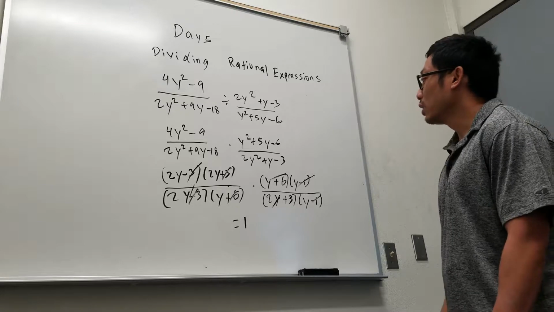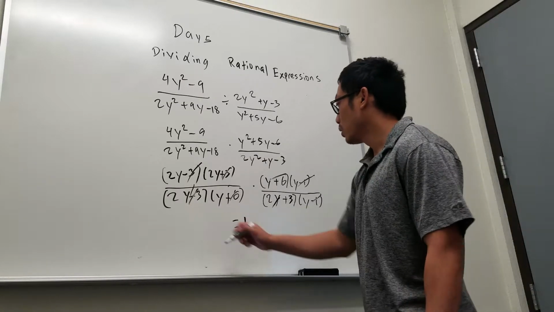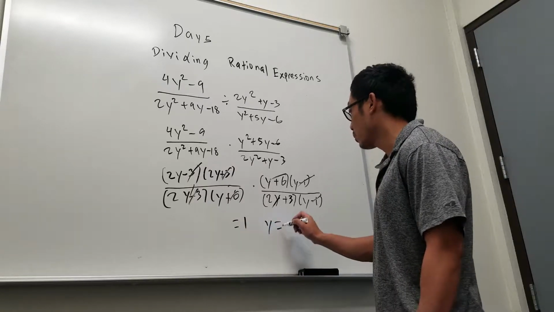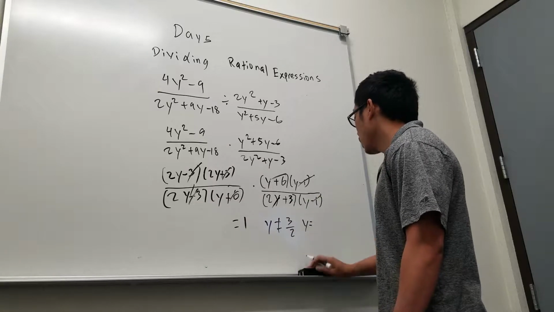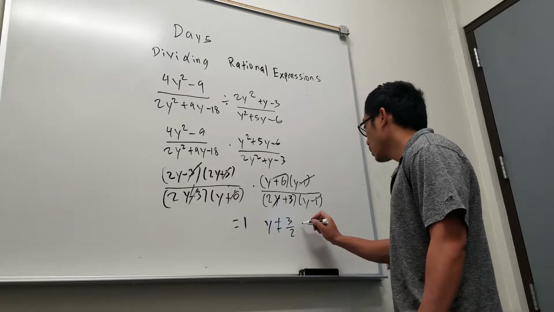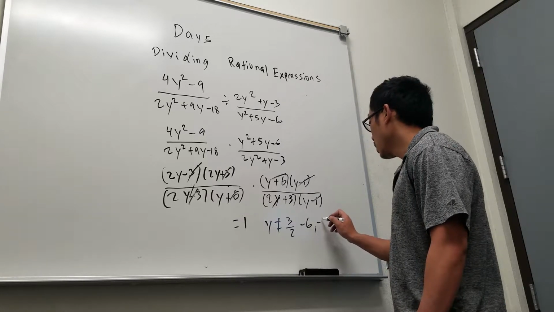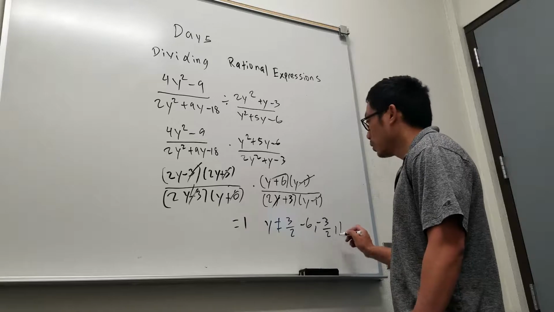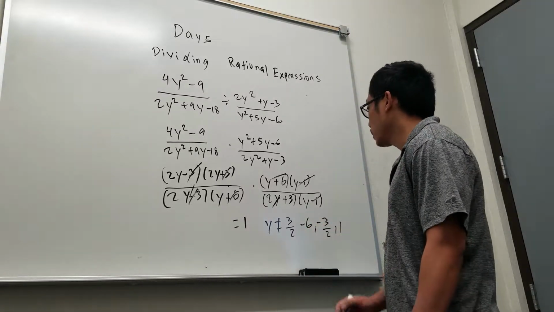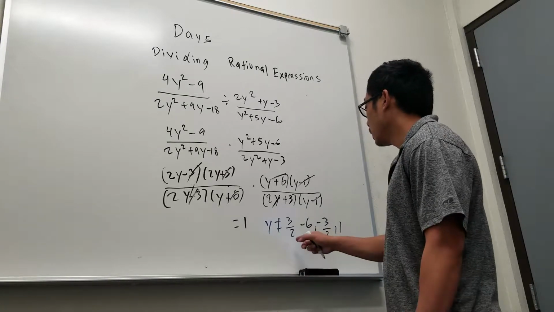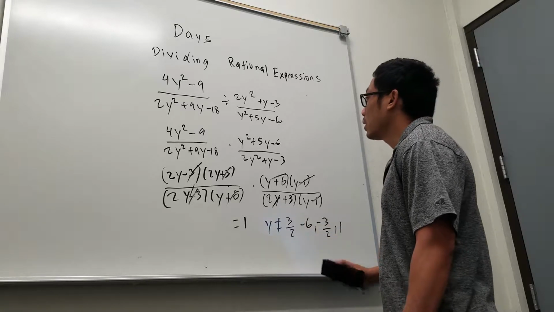Wow. Okay. So is that our answer? Yes, but we've got to be careful. We've got to make sure that in this case it's not x, it's y. y cannot equal 3 halves, this will make it 0. y cannot equal negative 6, negative 3 halves, and 1. So the answer is 1, but we have to restrict that. It can only be 1 if these are true, but it cannot equal these numbers. Alright, there you go.